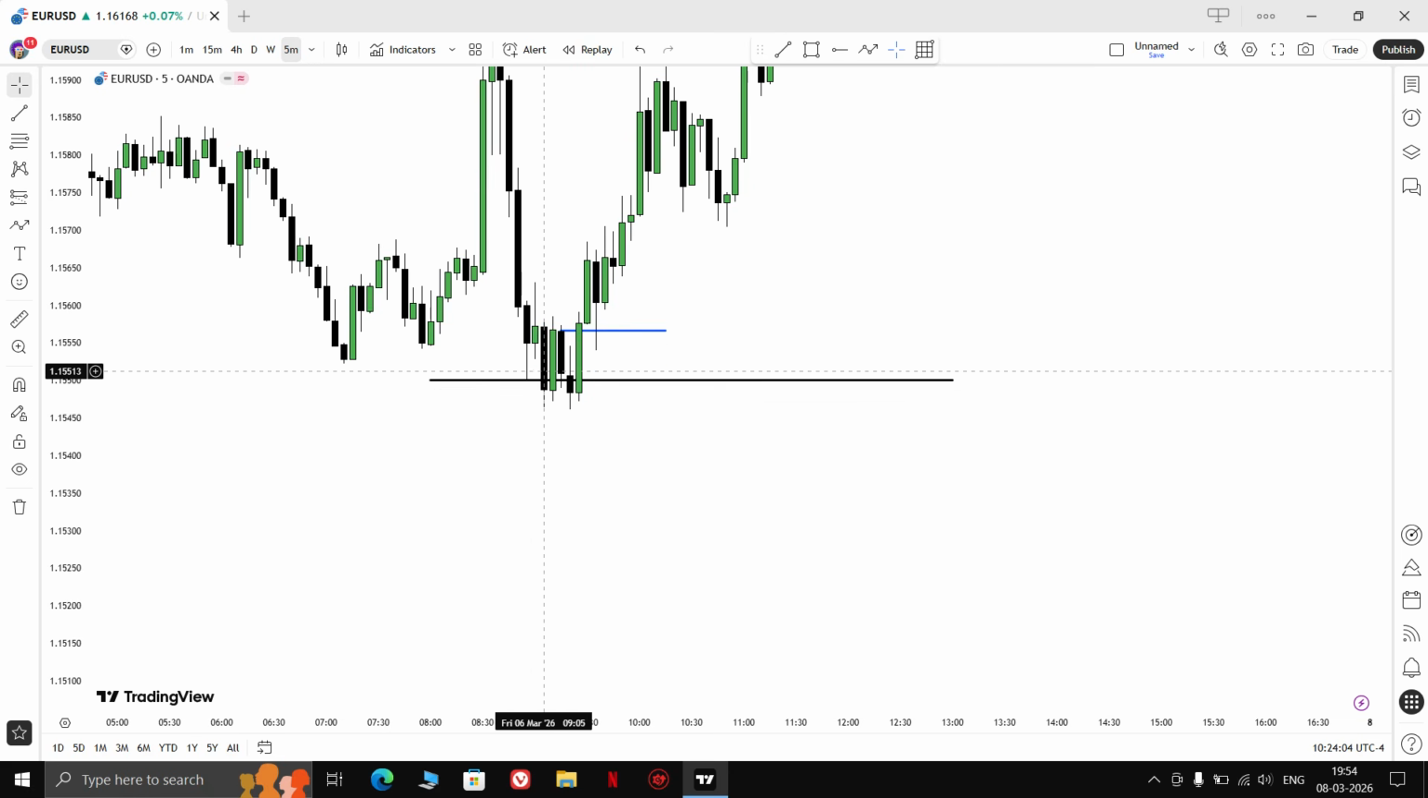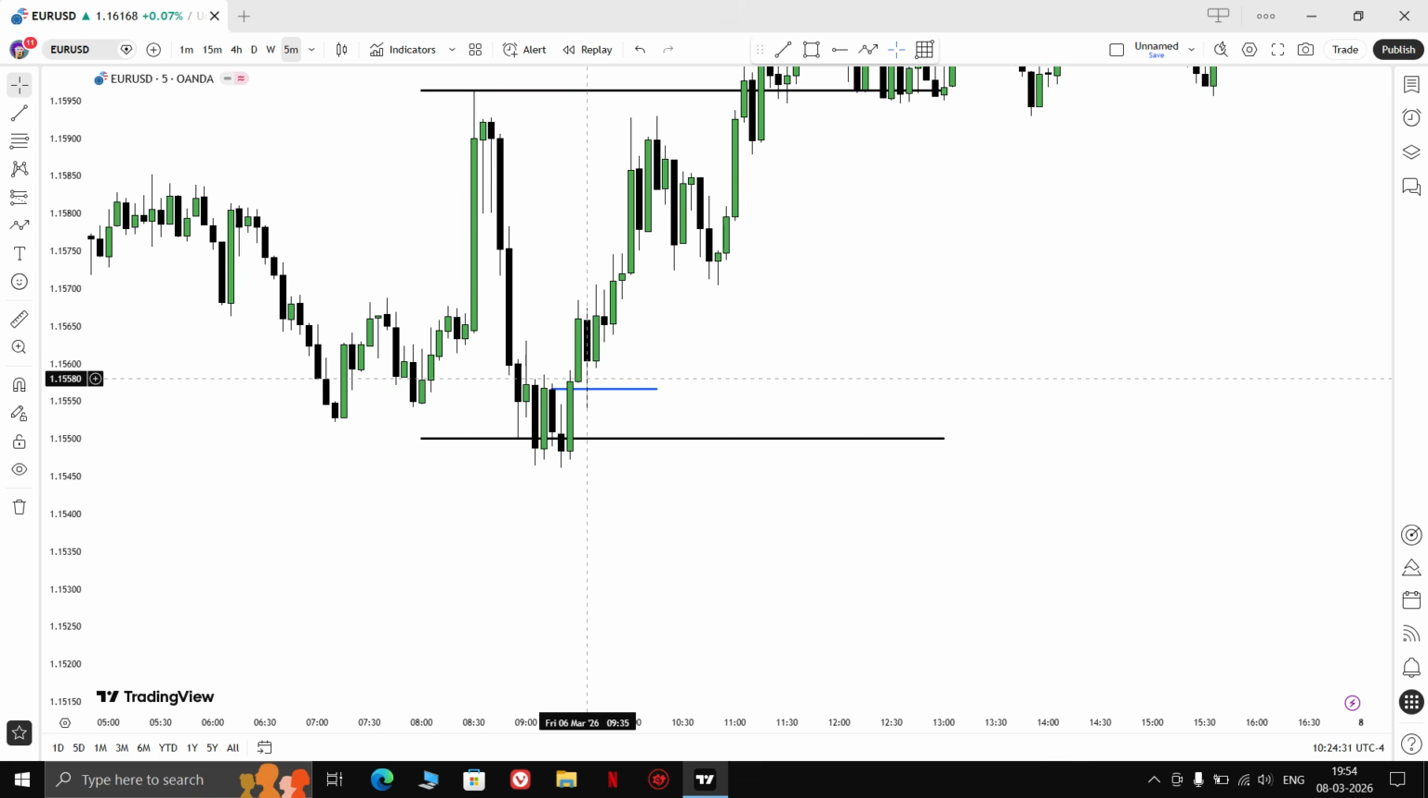Now you guys will ask why this down close candle is not an order block. After the price purges, the next candle after this down close candle did not close above this candle. So we will not mark this as our order block. Rather, this is our valid order block.